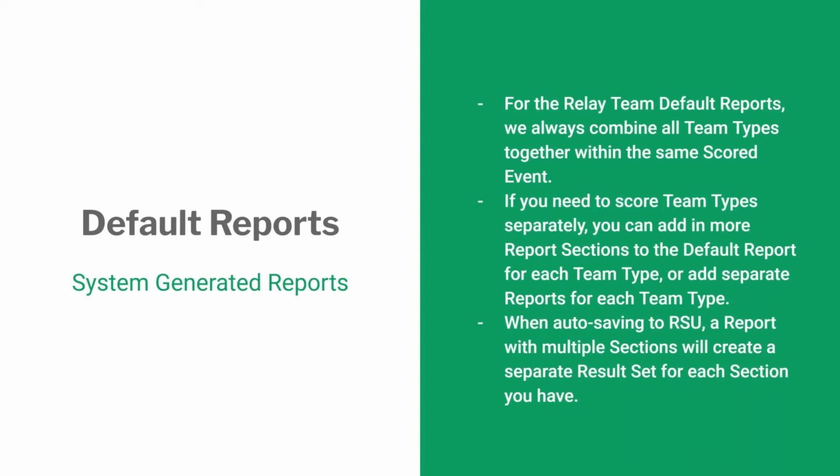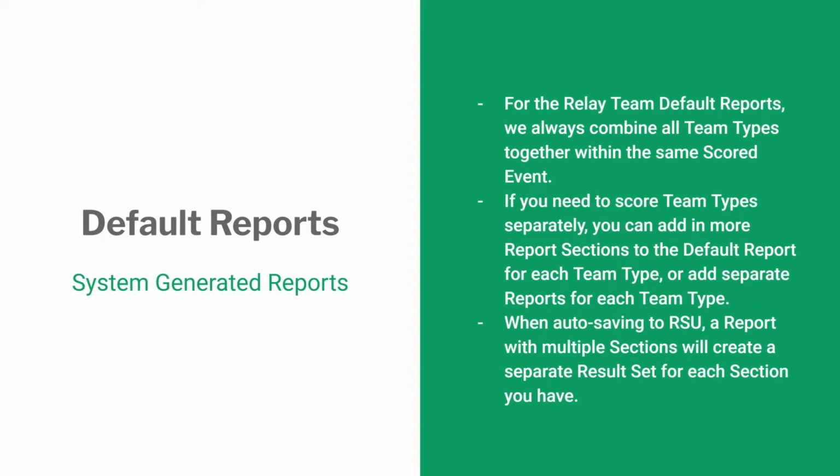So note on that, when you are publishing team results or relay team results to RunSignup, a report that has multiple sections is actually going to create a separate result set for each section you have. So you could pretty easily just edit your default generated report with all of the team types included in one section, and you can add in individual sections for each separate team type. And what that would do is create a bunch of different result sets. If you left in the default section, it would create a result set with all of the teams, regardless of their team type, ordered by their time.